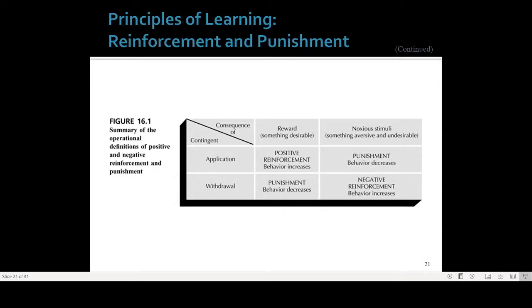When you introduce a contingent application, positive reinforcement happens, the rewards. When you decrease the behavior, that's a punishment. Anything that increases the behavior is either positive reinforcement or negative reinforcement. In this chart, you can see the difference between punishment, positive reinforcement and negative reinforcement.